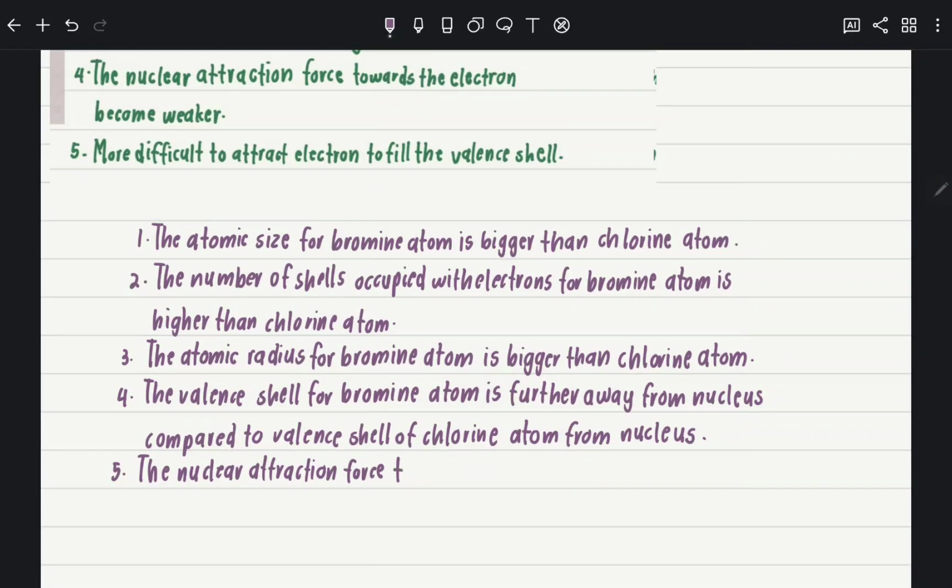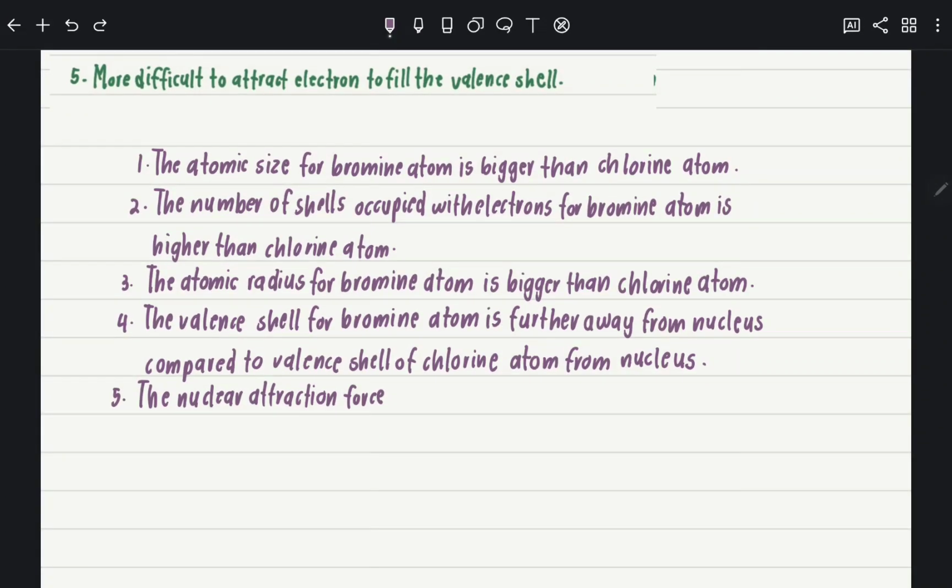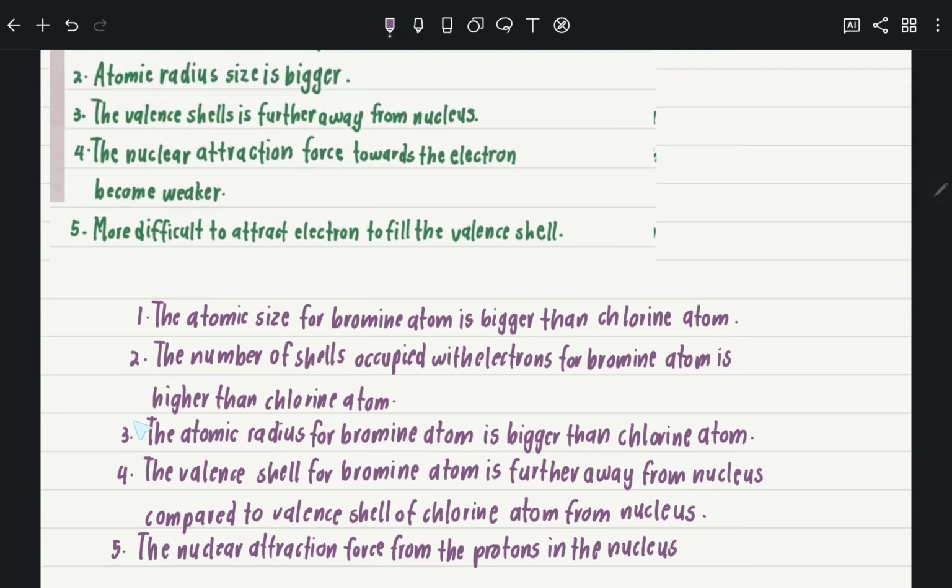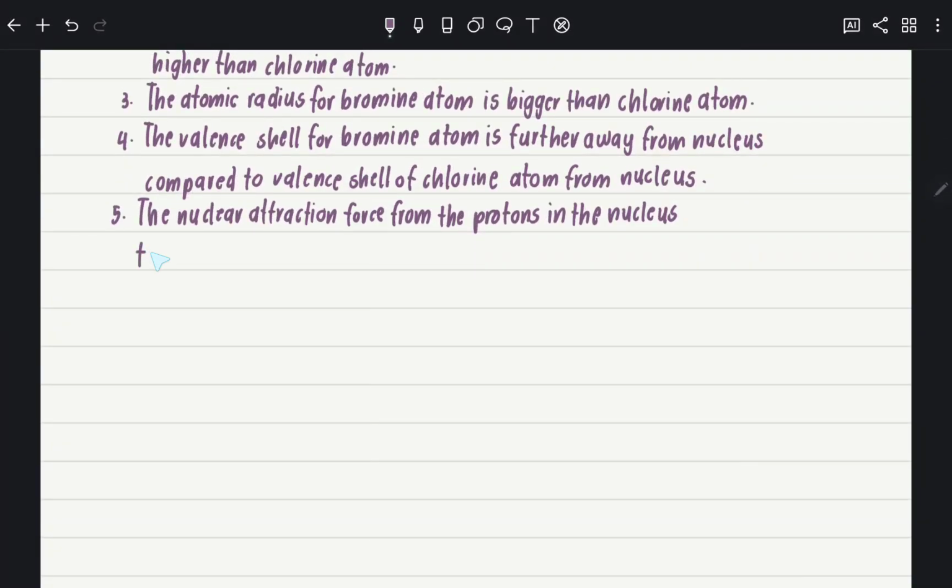So you can say the nuclear attraction force. Okay, you can add this a little bit. The nuclear attraction force from the protons in the nucleus towards electrons, or you can say valence electron, even better, towards valence electrons in the valence shell.